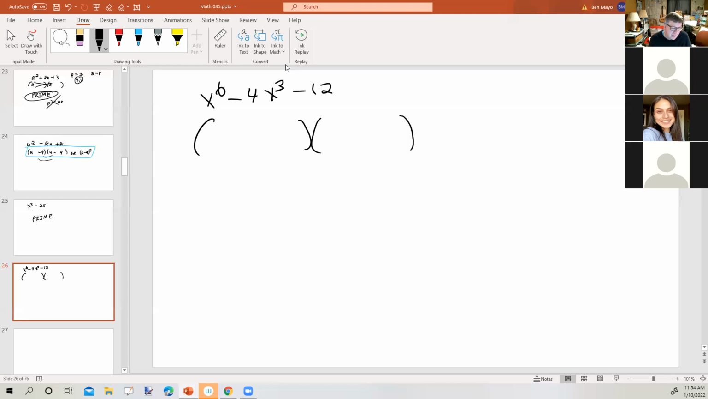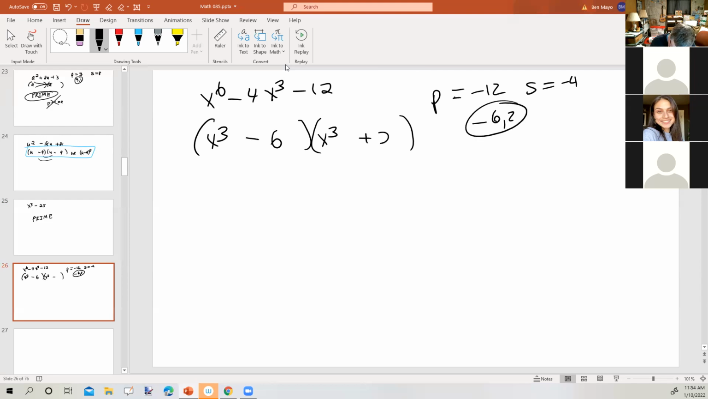But instead of breaking apart x squared, I'm breaking apart x to the 6th. So I get x cubed and x cubed. Okay. So I'm looking for a product that's negative 12 and a sum that's negative 4. How about negative 6 and 2? So then we get that situation. And neither of those are the difference of two squares, so they don't factor any further.